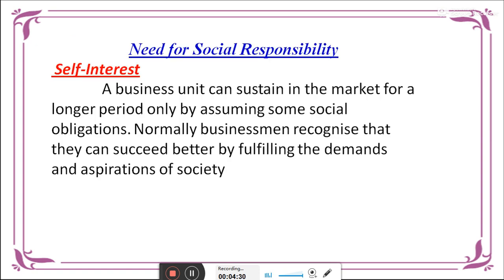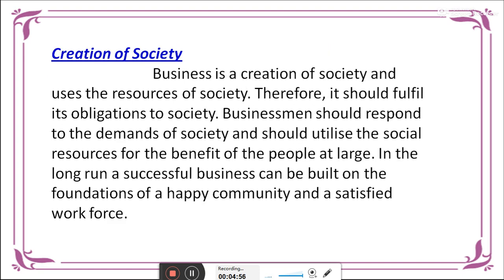Next, needs for social responsibilities. Needs for social responsibility, self-interest. Self-interest கட்டாயமாக தேவை. A business unit can be situated in a market for a long period only on the assumption of social obligation. Normally, businessmen recognize they can succeed through fulfilling the demands and aspirations of society. These are the self-interest. Next, creation of society. Business is a creation of society and unless the resources of society.